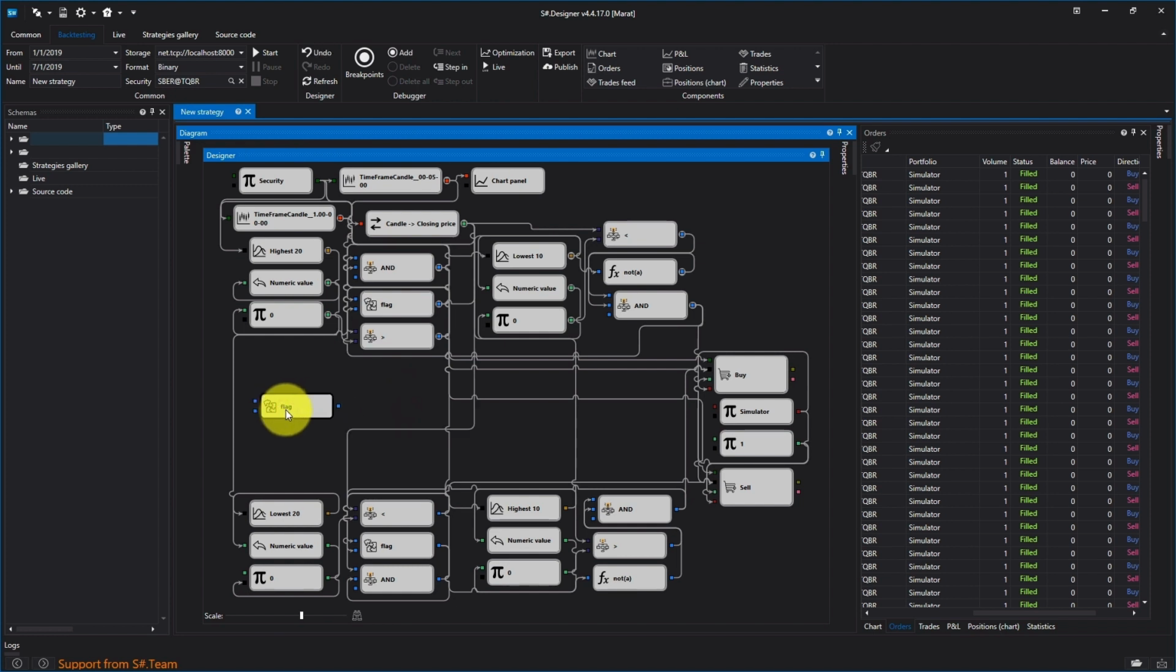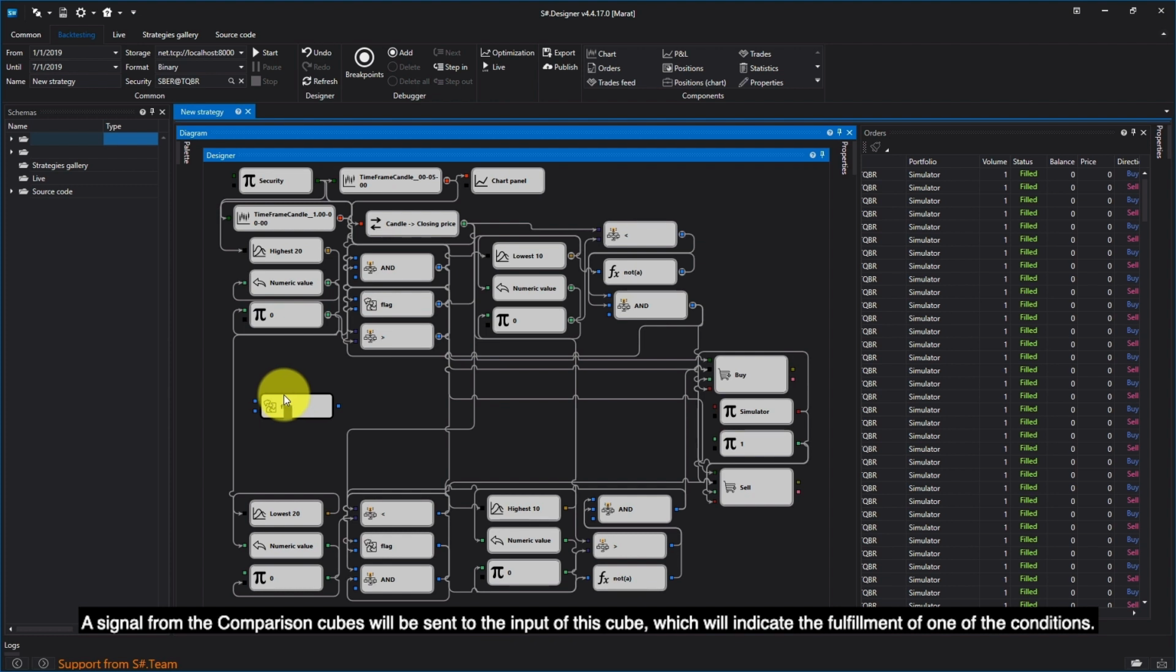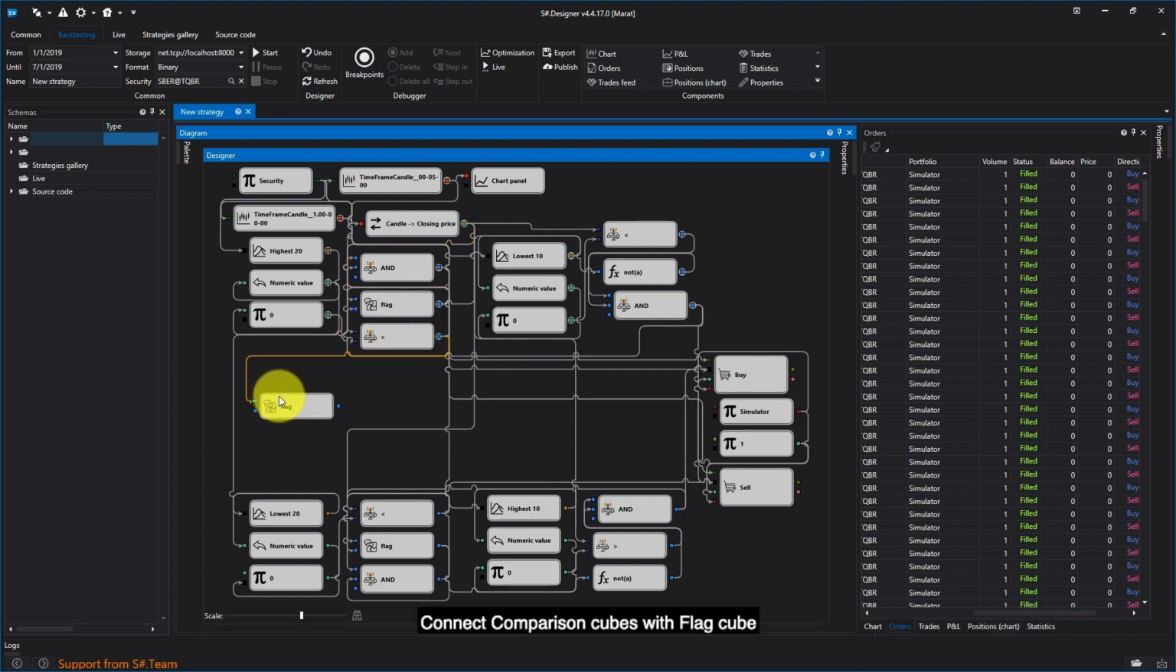A signal from the comparison cube will be sent to the input of this cube, which will indicate the fulfillment of one of the conditions. Connect the comparison cubes with the flag cube.